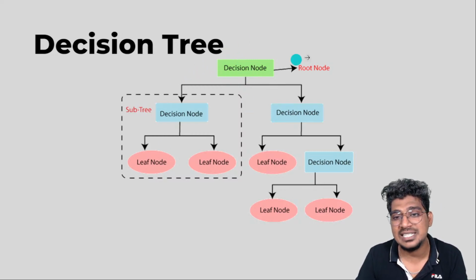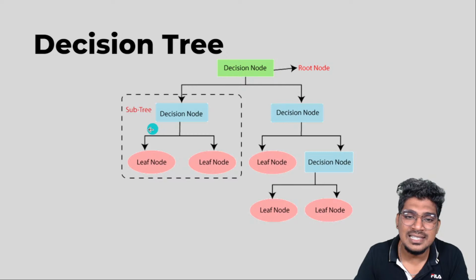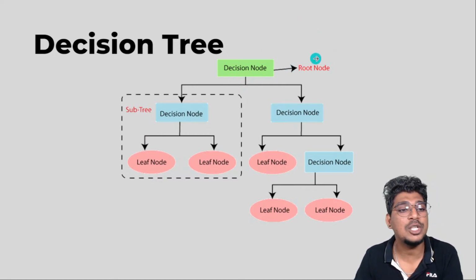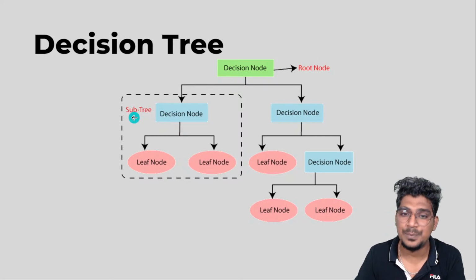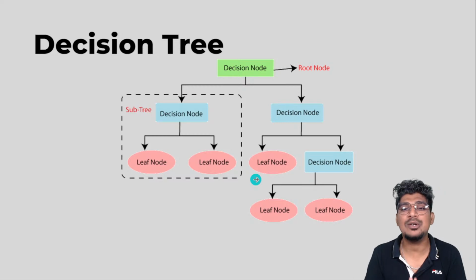After that it will classify into two different things. That is one more condition: this is for yes and this is for no. That means the decision node is the root, and here is the subtree, and then these are the leaf nodes. Okay, it will be classified.